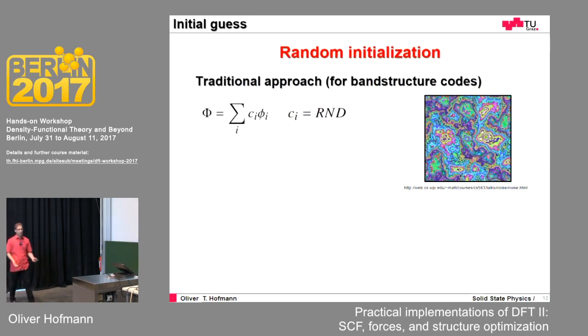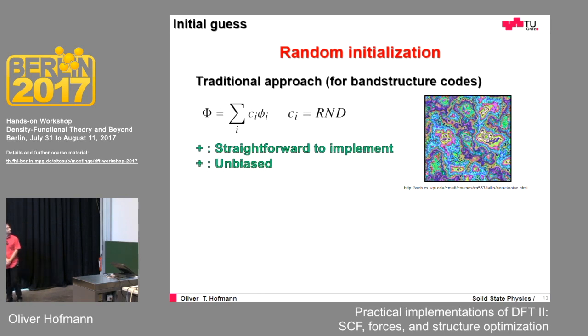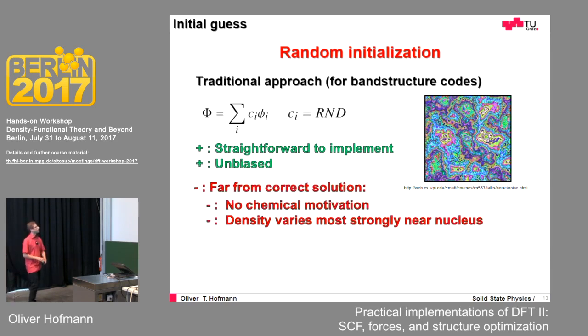Maybe a historic initialization, I'm not sure if it's actually used anymore, is to initialize the wave function randomly. That is, you take your basis functions and you assign random coefficients to them and build from that the total wave function. The advantage of this approach is that it is really straightforward to implement, very quickly done, and completely unbiased, which can be a good thing.